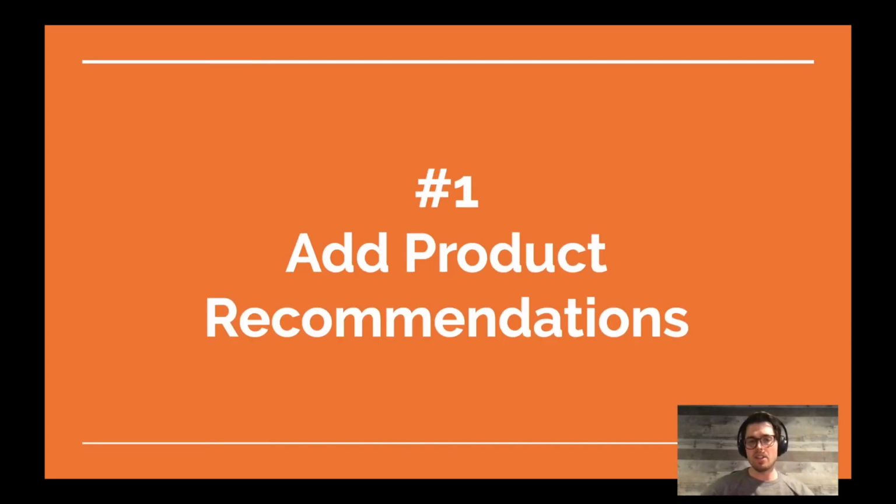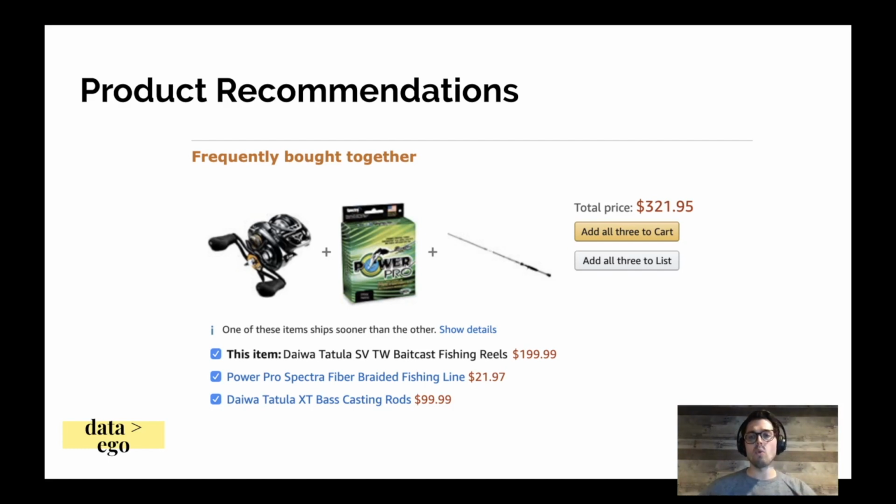So let's go ahead and jump into it. Number one is just adding product recommendations to your website. So what this looks like is adding some sort of bundle feature.